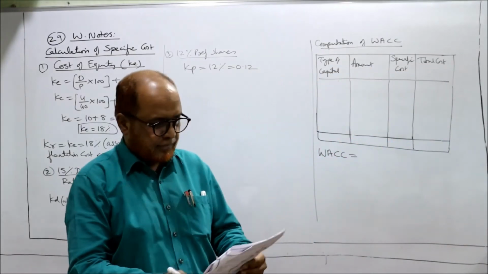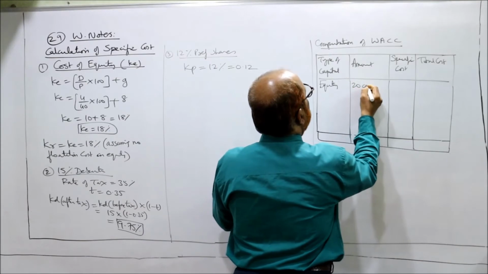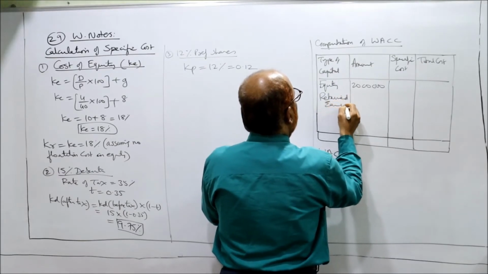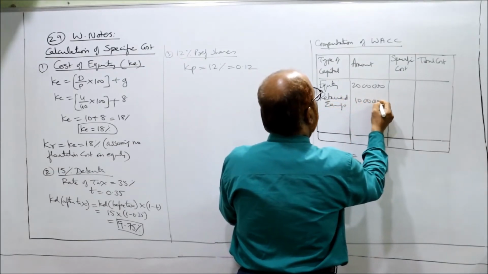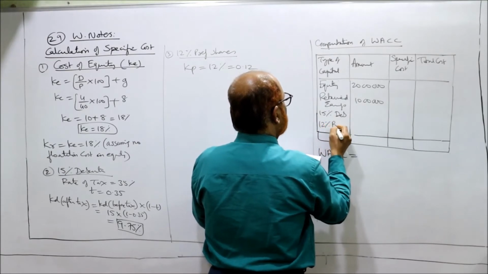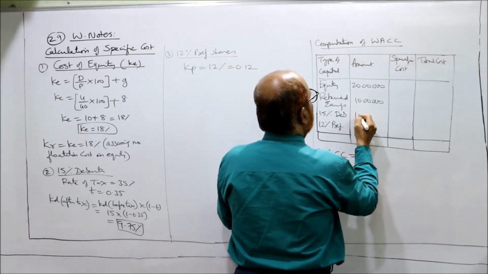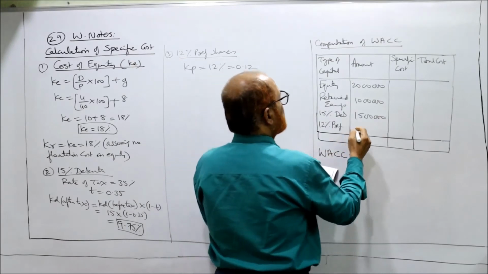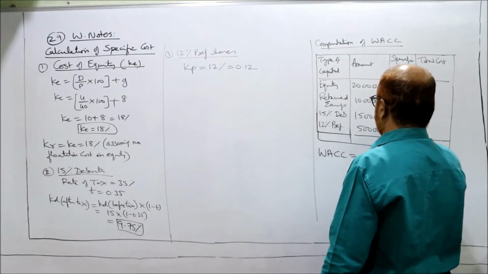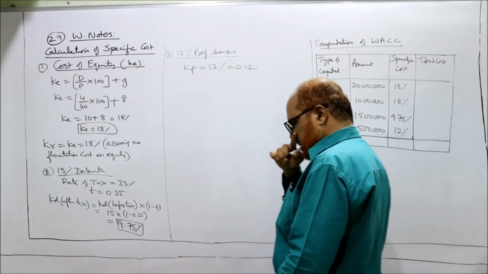Type of capital, equity. Equity is given in the problem 20 lakhs. Then retained earnings are 10 lakhs. Then we have 15% debentures and last 12% preference shares. So 15% debentures are 15 lakh. Then 12% preference shares are 5 lakh. Now KE we have calculated 18%. Debentures 9.75%. And this is 12%.